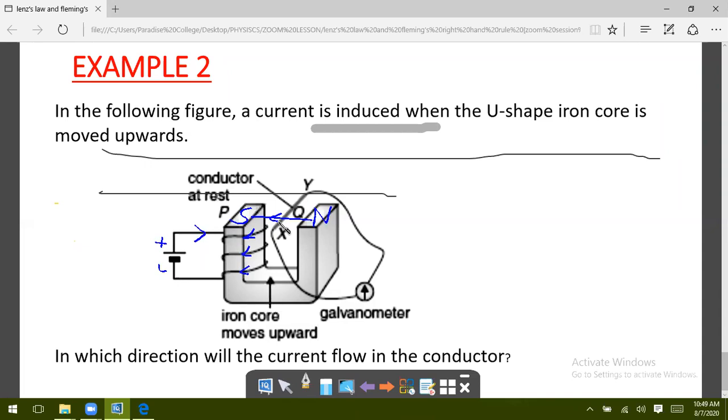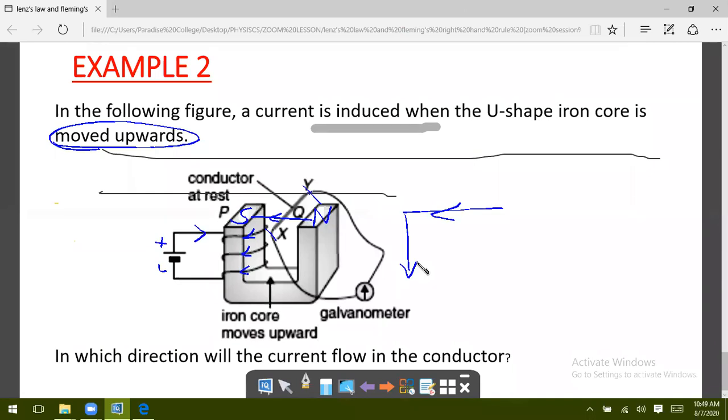The iron core is moved upward. That means that the conductor XY is moved downwards. So this is what I got. Field lines are coming this way. The movement is going down that way.